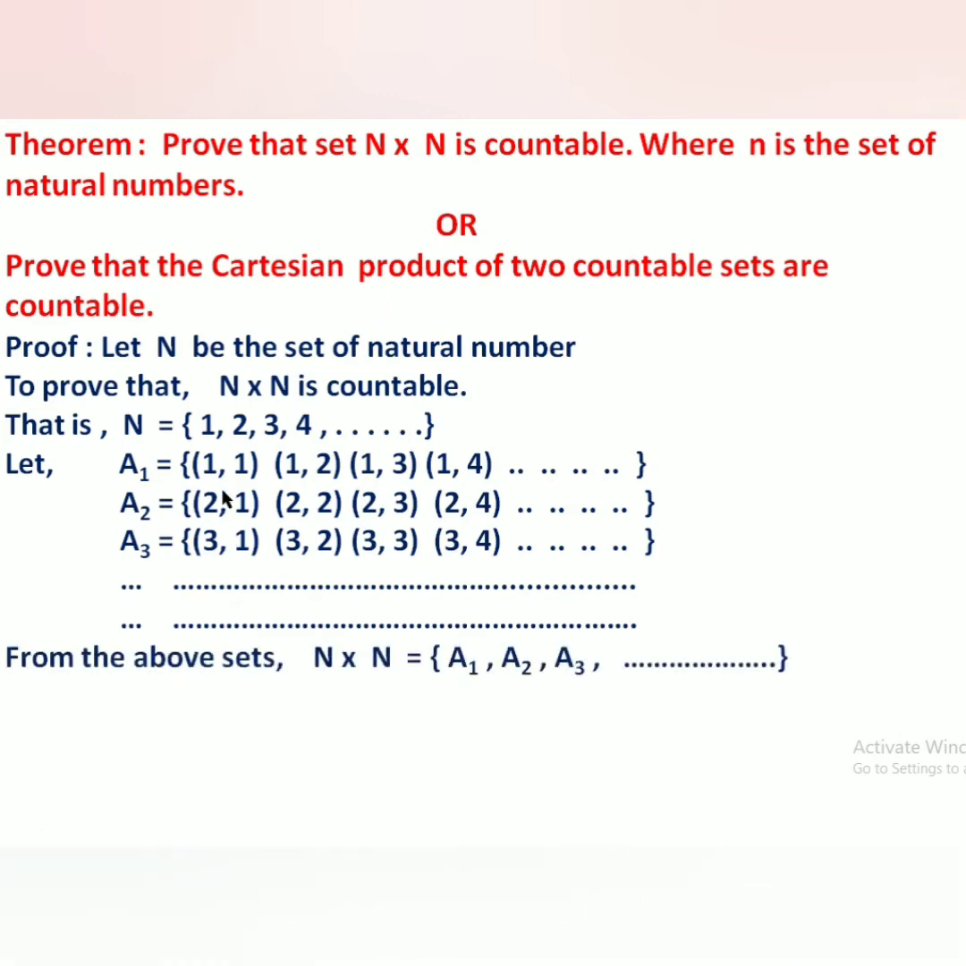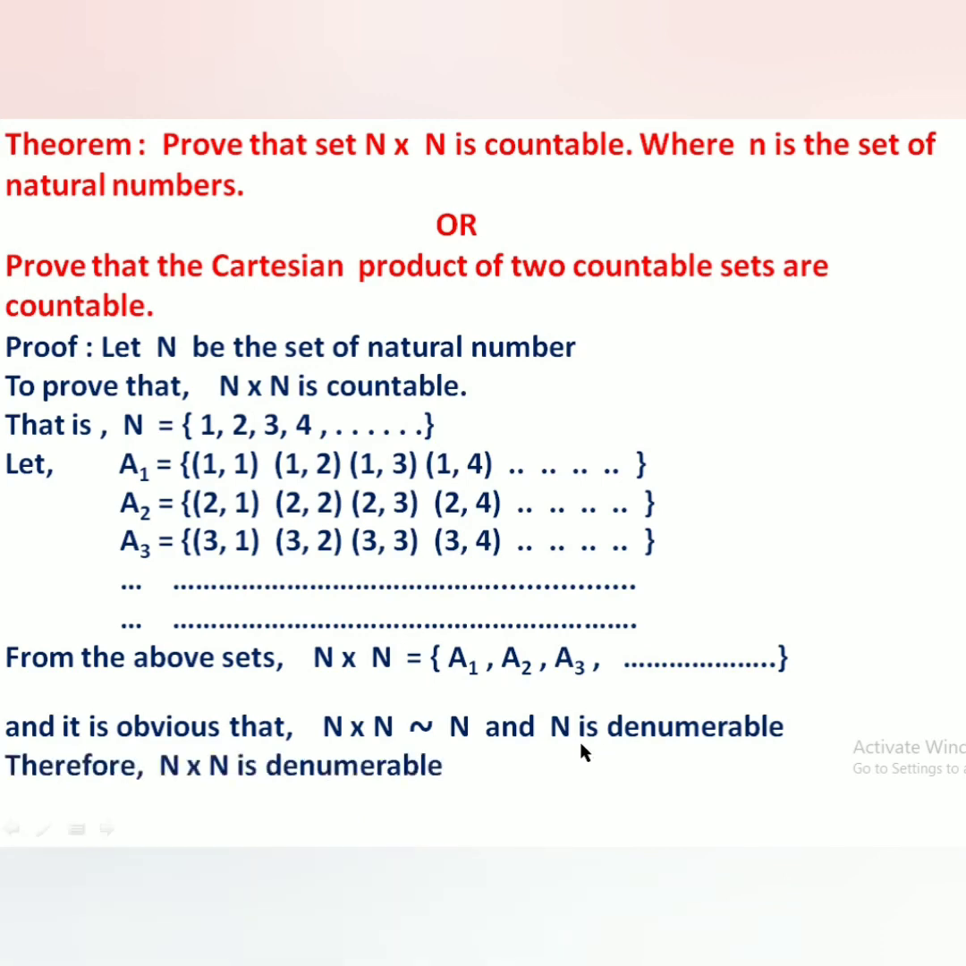From these sets, N cross N has been immediately formed, the set containing A1, A2, A3 and so on. It is the Cartesian product of the two sets. Now our idea is to show that this is countable. It is obvious that this N cross N contains infinitely many brackets, and N is also infinite. Therefore, this N cross N is equivalent to N, and N is denumerable. Therefore, N cross N is denumerable, nothing but N cross N is a countable set. So, this is the proof that N cross N is countable.